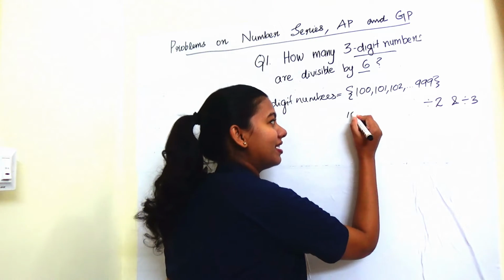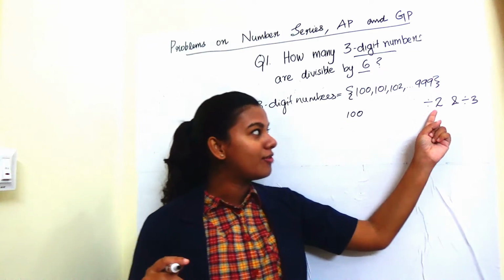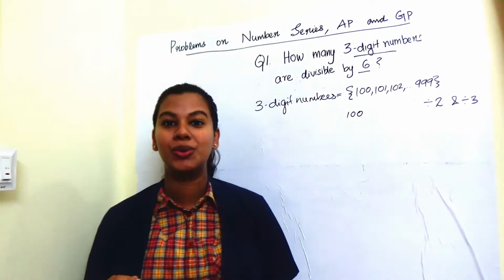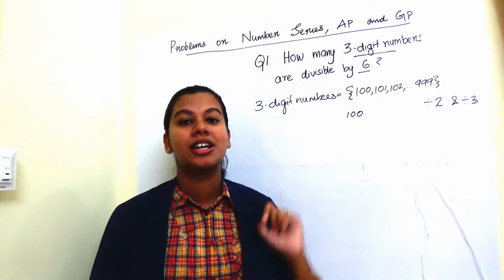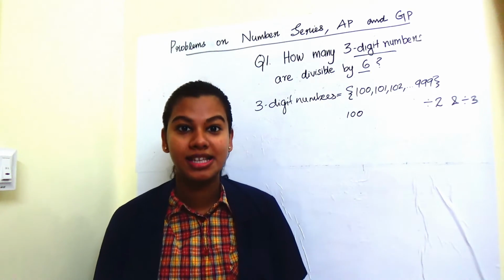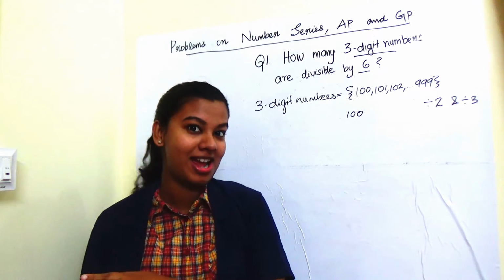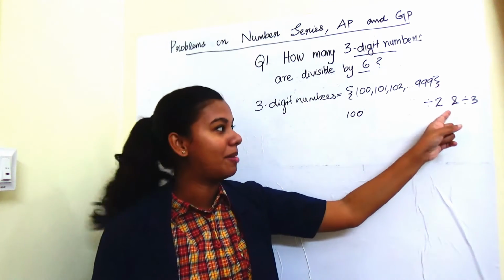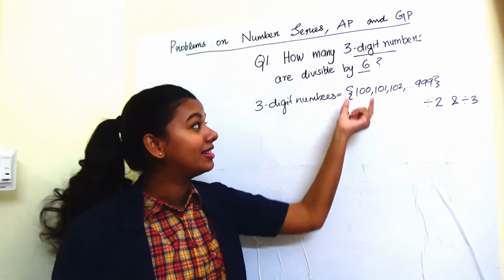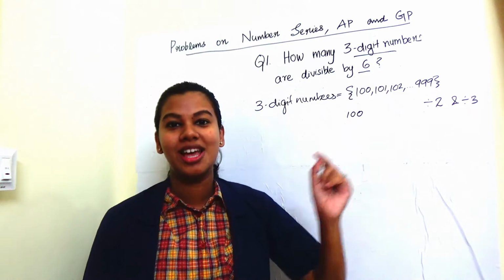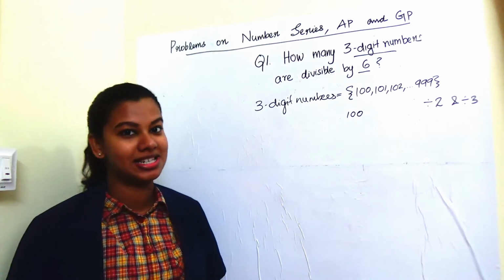The first number is 100. Now if a number is divisible by 2, then it should be an even number. That is, the ones place should be either 0, 2, 4, 6 or 8. Then it will be an even number and it is divisible by 2. Now if it is divisible by 3, the sum of the digits should be divisible by 3. And once it satisfies these two conditions, it is divisible by 6.